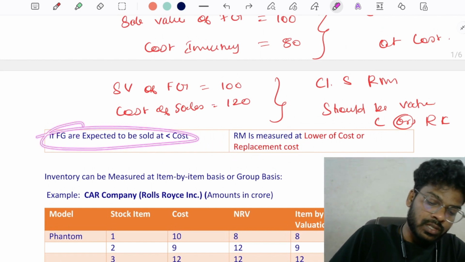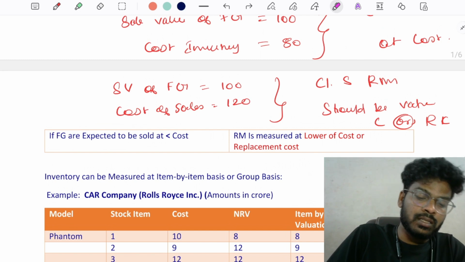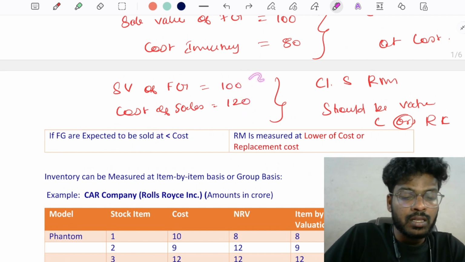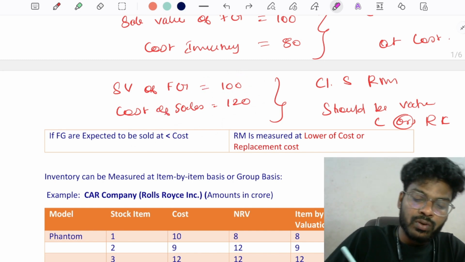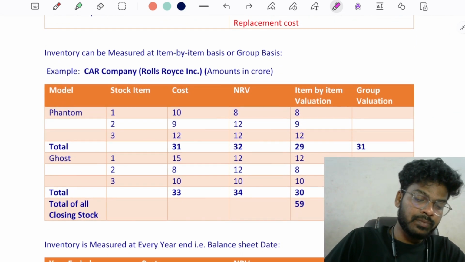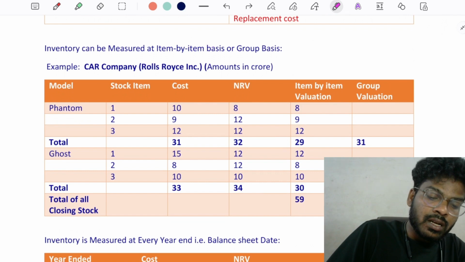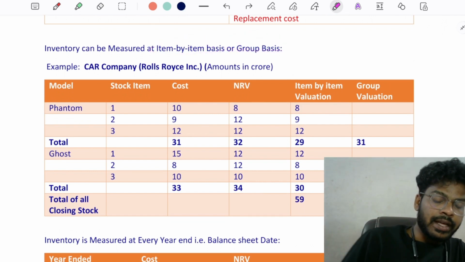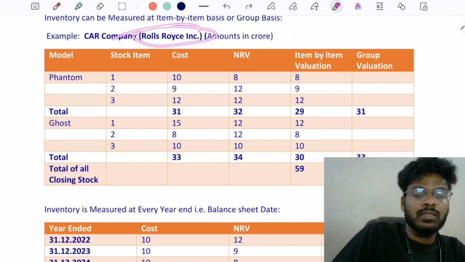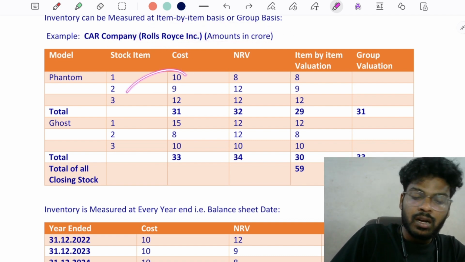If finished goods are expected to be sold below cost, that is, cost is 120 and the sale value is 100, then we need to value raw material at the lower of cost or replacement cost. Next, inventory can be measured on an item by item basis. Example, a car company. Take an example of Rolls Royce. Amount in crores.